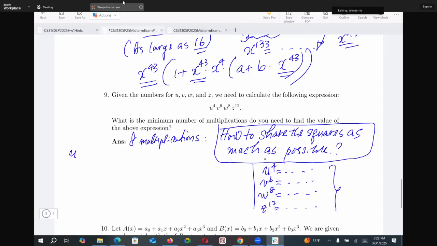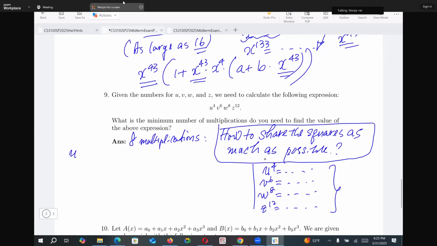If you do that one, then multiply them together, you need to use too many multiplications. Because in this way, you cannot share squares when you separate these terms, these powers, the power structure. So you didn't take advantage of the square sharing property. That's the main problem. At least half of the students did it this way.